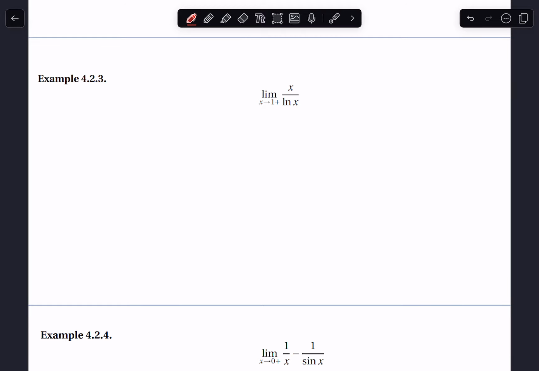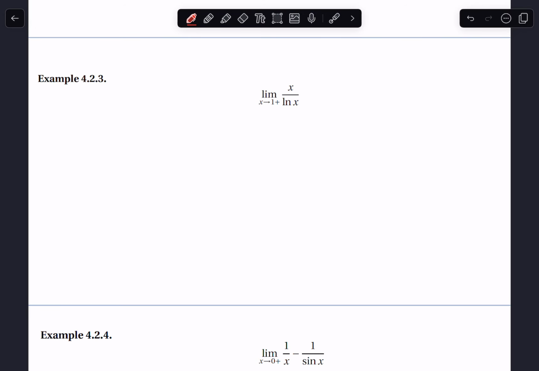Okay, let's look at this limit. Now, sometimes there are problems where we should not apply L'Hopital's rule. This is one of them. The reason is we cannot apply L'Hopital's rule here because it does not satisfy the assumptions of the rule.